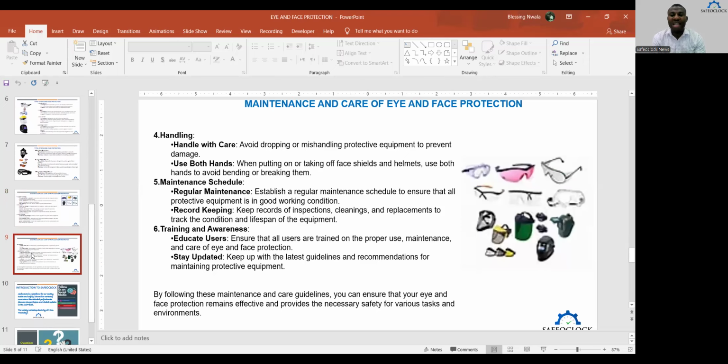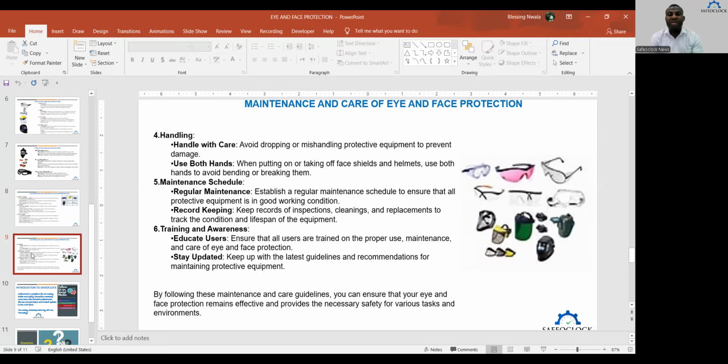The safety glasses should be removed with both hands, instead of removing with one hand, that in the process it can break it or damage it. Maintenance schedule, we should keep proper record of the maintenance of this equipment.